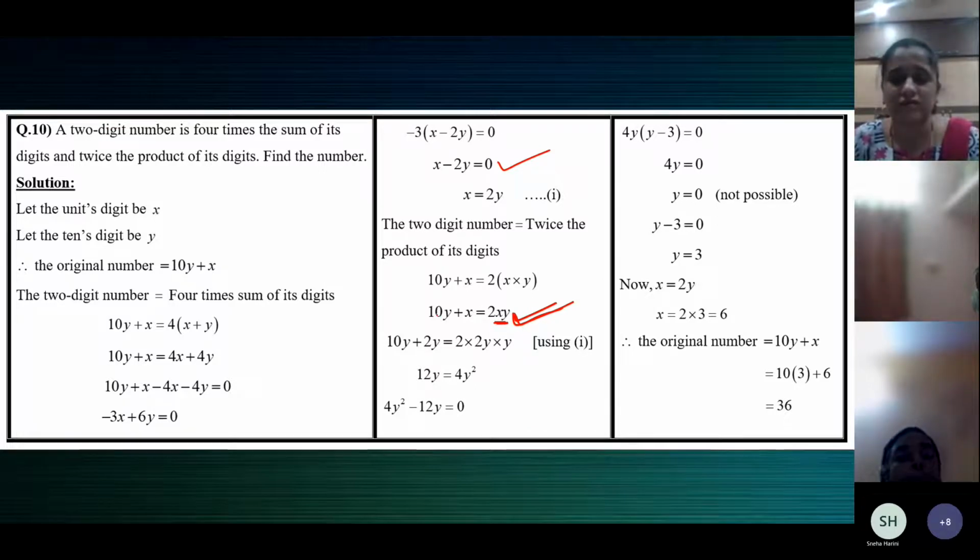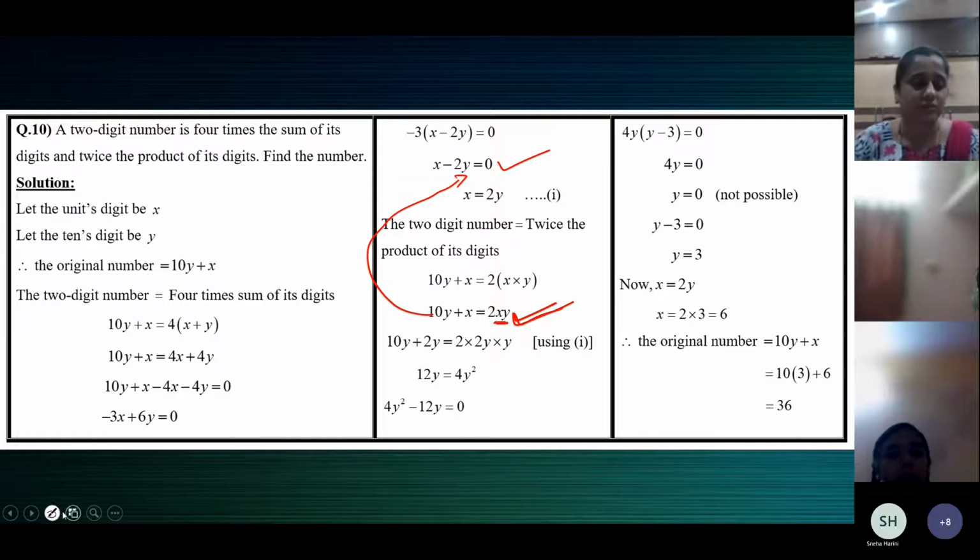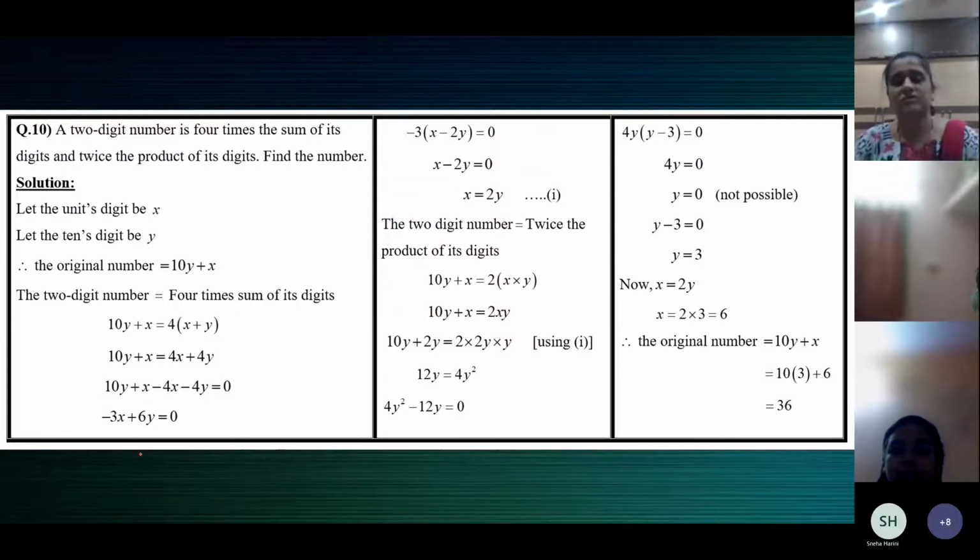So we realize we have to solve for x and y using the substitution method. So we go back to this, and we say x is equal to 2y. x is equal to 2y. So now what do we do?